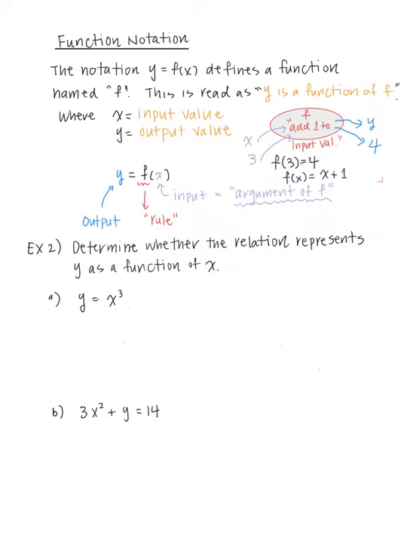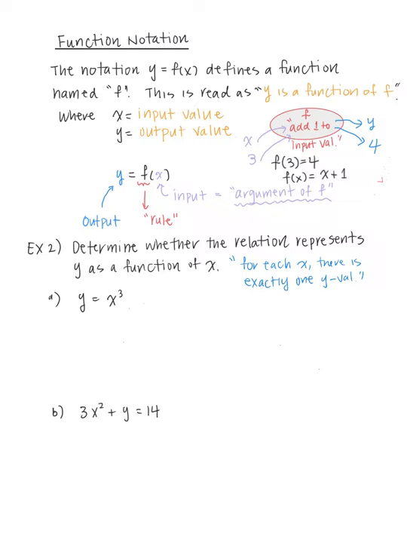So let's take a look at example 2. It says to determine whether the relation represents y as a function of x. Now, let's recall the definition. So the relation becomes a function if for each x, there is exactly one y value. Keep that in mind. Let's first go with example 2a, y equals x cubed, or x to the third power.